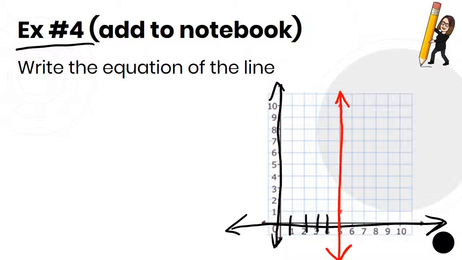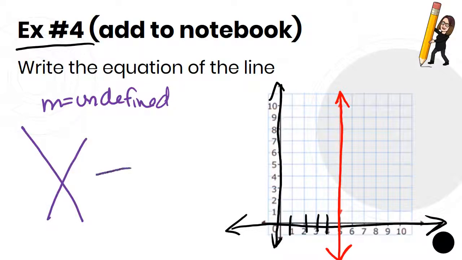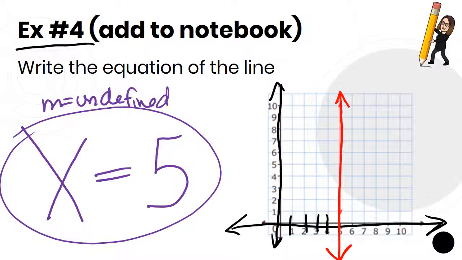Nothing fancy. This line's vertical, so remember its slope is undefined. So as I look at this, if it's undefined, it goes through x at 5. So remember, horizontal and vertical lines should be the quickest equations you write. The letter and the number, that's all you need.